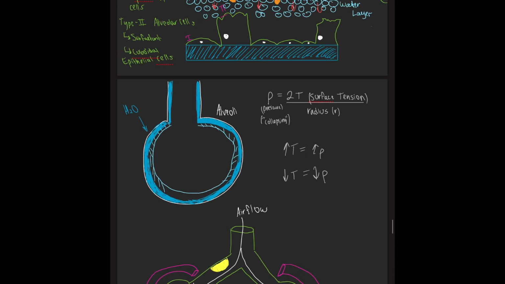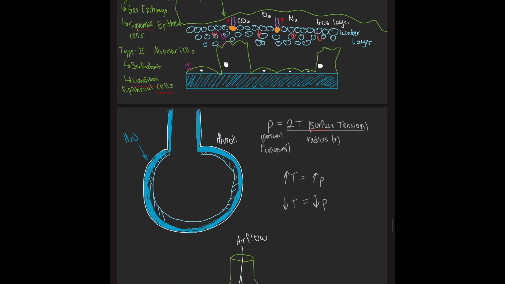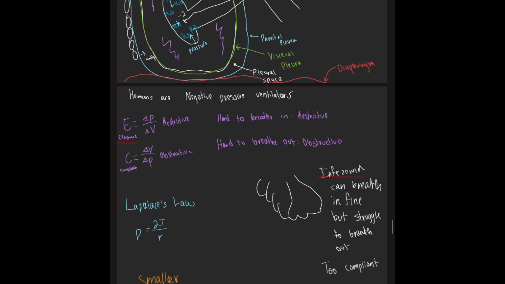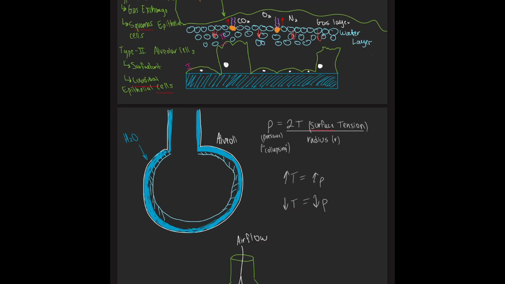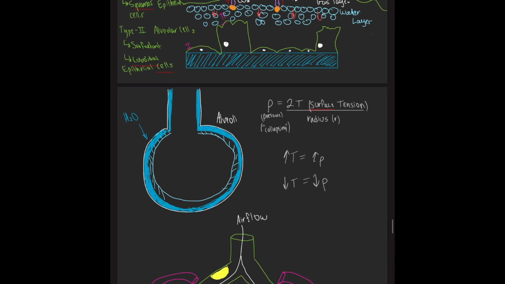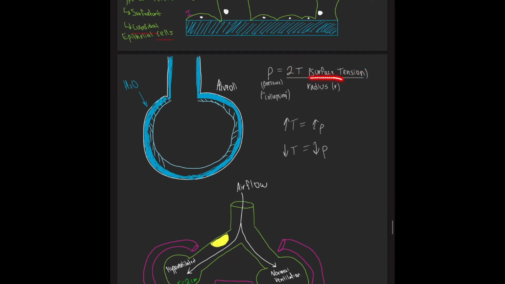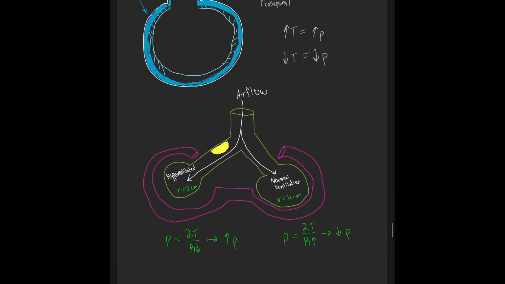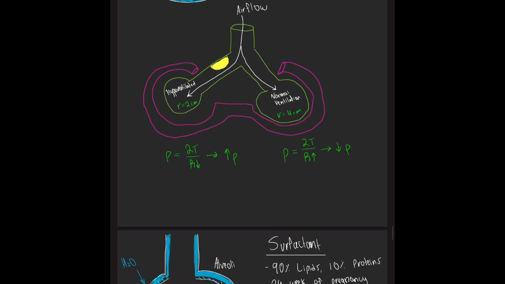Let's go into our little equation here. What was it called? It's called Laplace's law. It's described as the collapsing pressure, right? And it's defined as 2 times T, our surface tension, divided by our radius. As the surface tension goes up, what happens? Our pressure will go up. And as it goes down, our pressure will go down. The more important thing is how the radius will affect this.